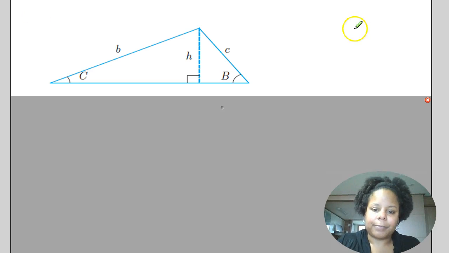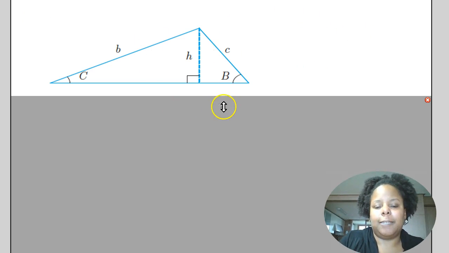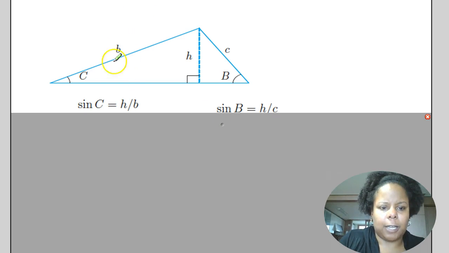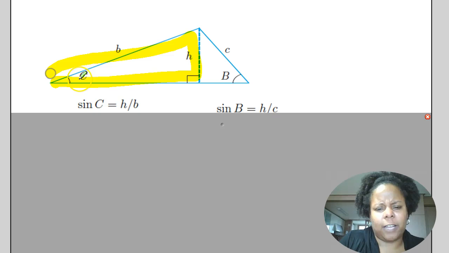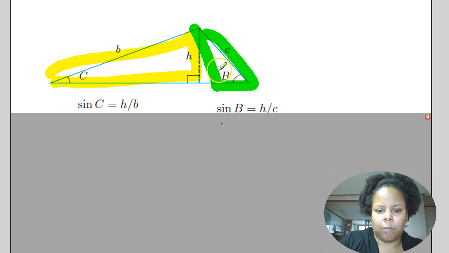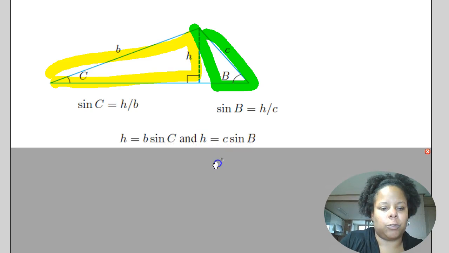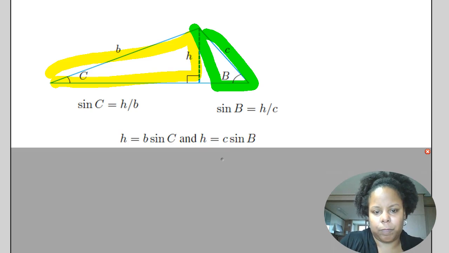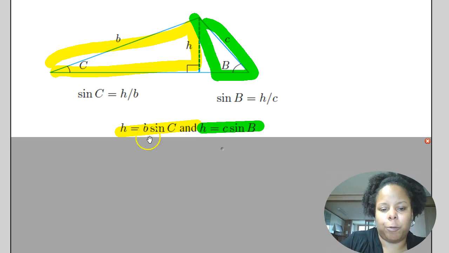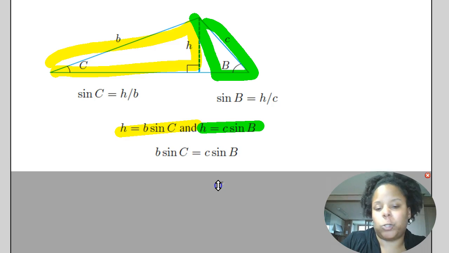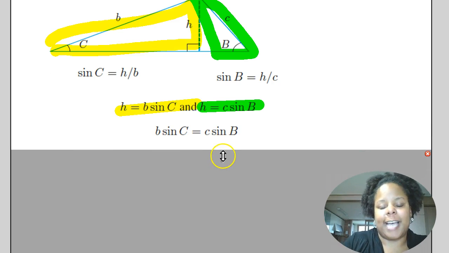Yes, there is. So we're using the same exact triangle, but if we take a look at this one, the sine of the angle C is equal to h over b, and the sine in the other right triangle of angle B is equal to h over c. So if I solve each of those for h, I get that h is equal to b sine C from over here, and that h is equal to c sine B from the green triangle. Why is that important? Well, they're both equal to h, so therefore they are equal to each other. So b sine C is equal to c sine B.